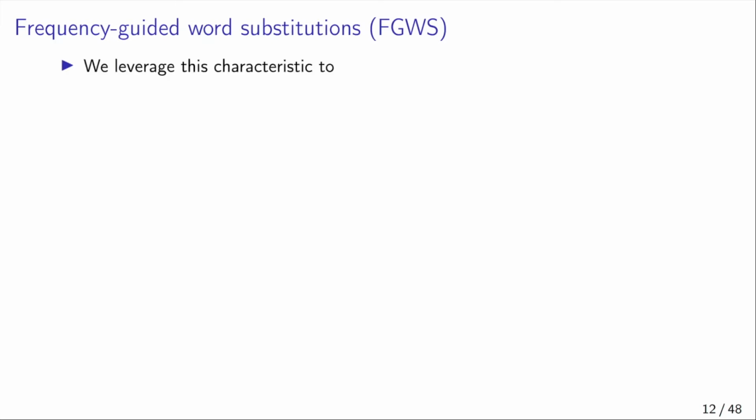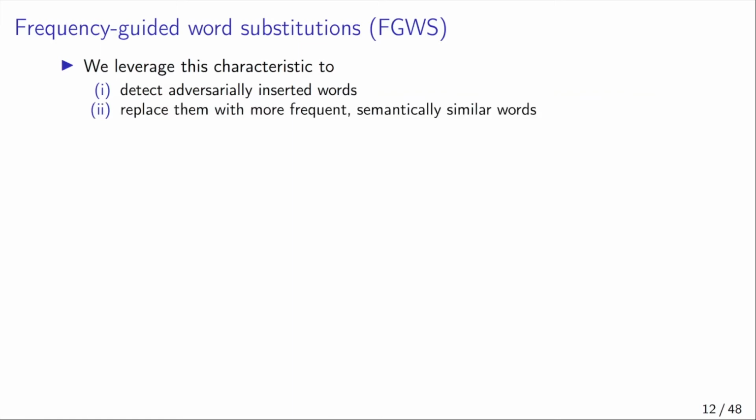So we thought about using this characteristic to detect adversarially inserted words, because we now know that the low frequency of a word is potentially indicative of an adversarial perturbation. The idea behind the method that I'll talk about in a second is that we try to detect those adversarially inserted words based on frequency, and we replace them with more frequent semantically similar words in order to see whether this change affects the classifier's prediction on the input sequence.